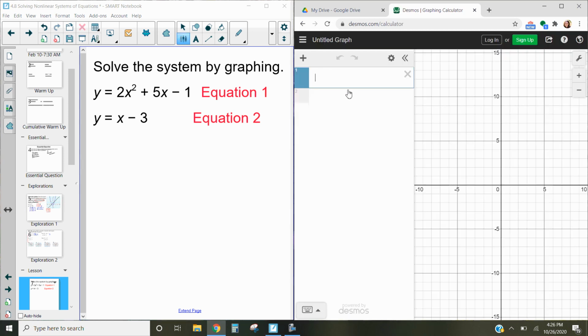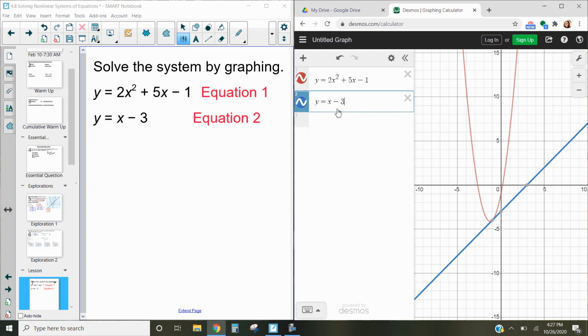Now let's look at what happens. I want to type in both of these equations. Y equals 2x squared plus 5x minus 1. Fantastic. There is our quadratic. Our second equation is y equals x minus 3.